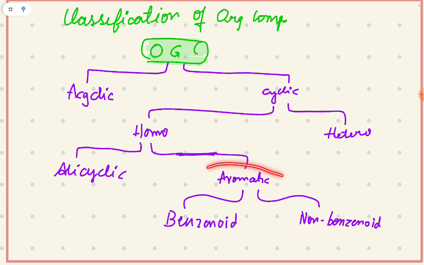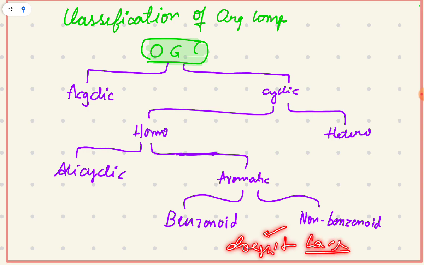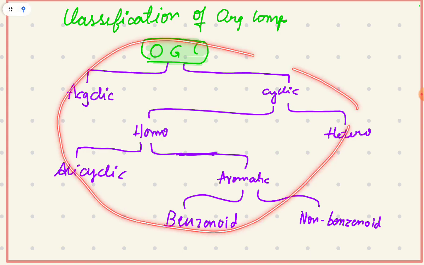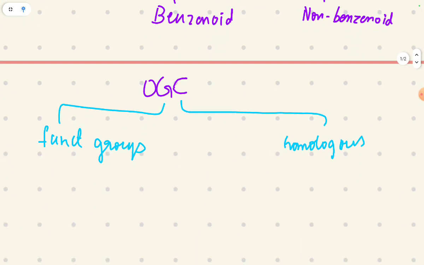Huckel rule. So this aromatic compound can be further classified into non-benzenoid and benzenoid. Well, you know what benzenoid is, right? Which has benzene rings in it, and non-benzenoid which doesn't have benzene rings. Hope you have understood these classifications.